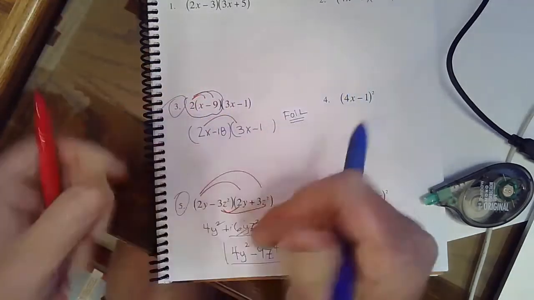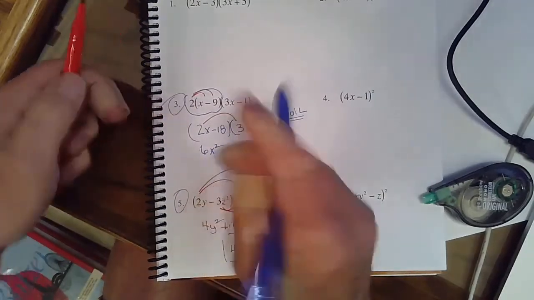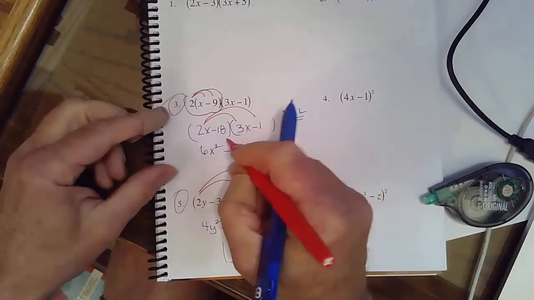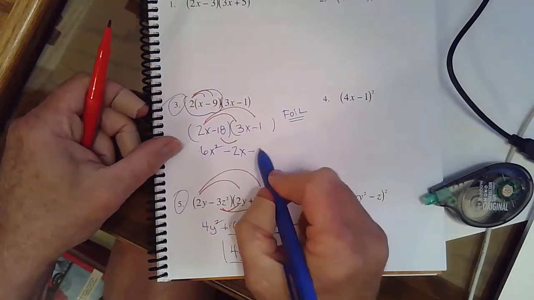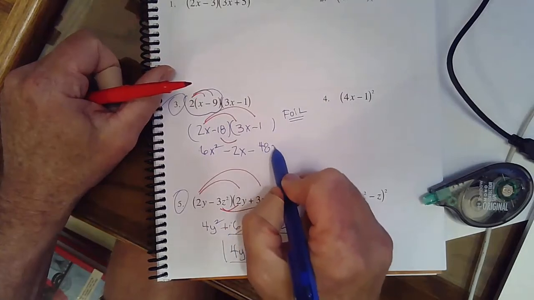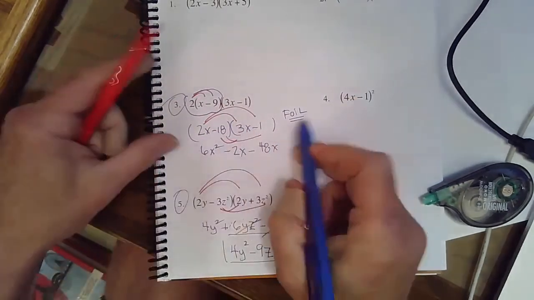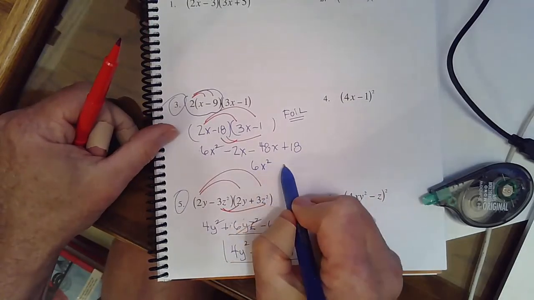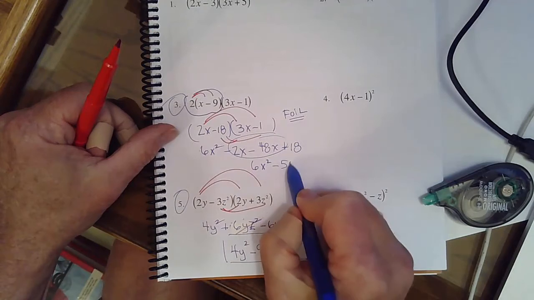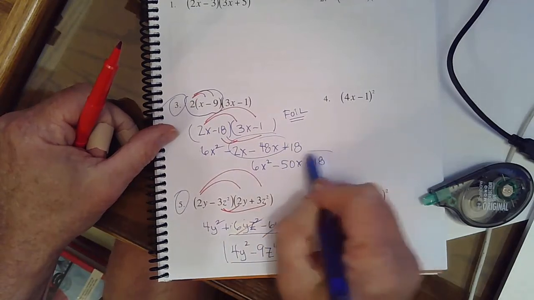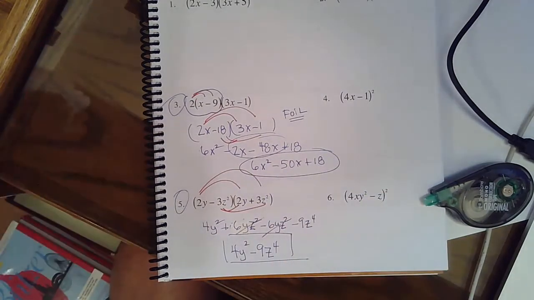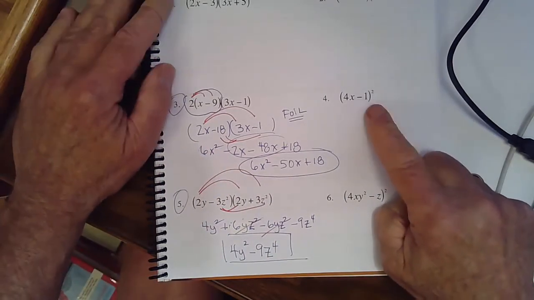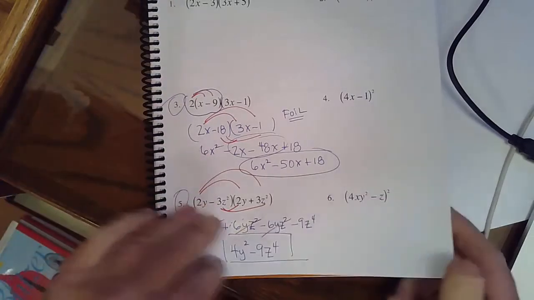And let's see. You got 6x squared minus 2x. Subtract, it will be 48x and plus 18. Combine like terms. That's these guys right here. And that's your final answer. Just remember, be careful, write it down twice, and then FOIL.